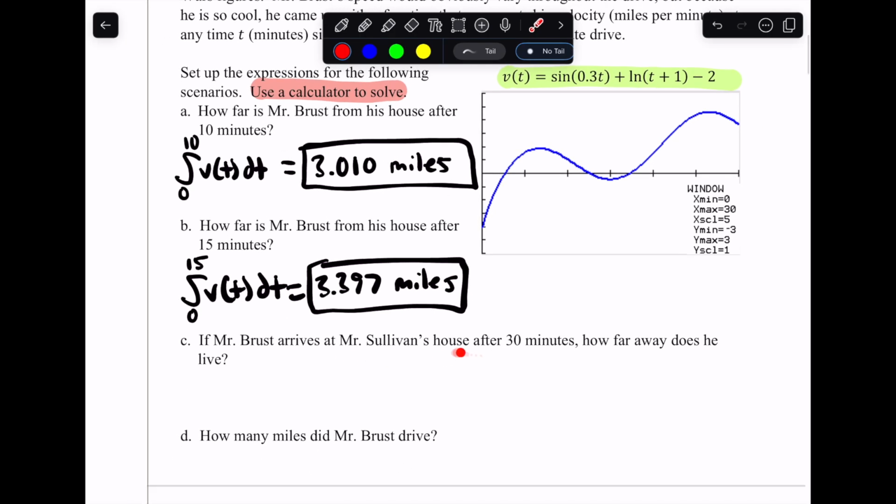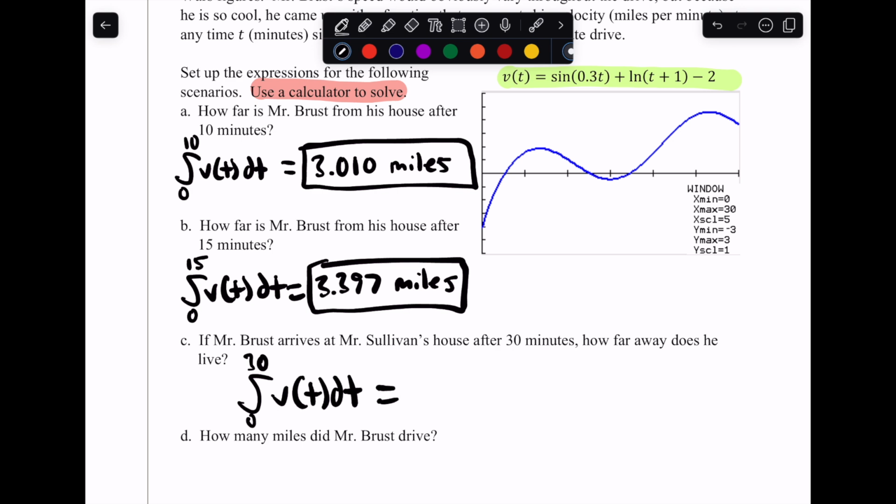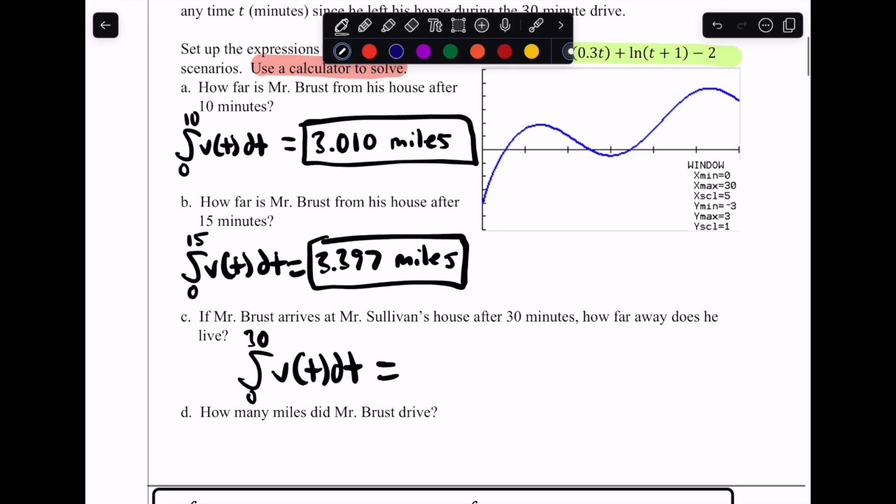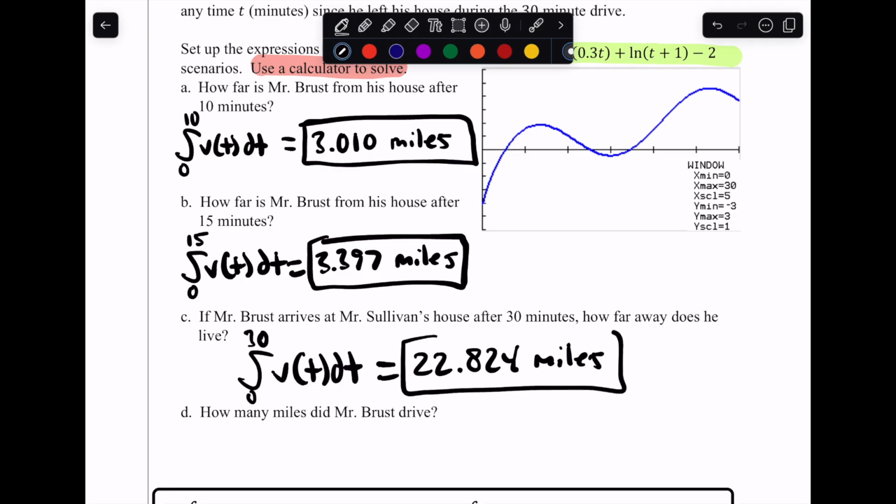Part C, if Mr. Brust arrives at Mr. Sullivan's house after 30 minutes, how far away does he live? Well, if he arrives there after 30 minutes, that means he was realistically traveling for that full 30 minutes, and we would need to find that integral similar to Part A and Part B from 0 to the 30 minutes that he was traveling for that velocity function that they gave us. In this particular case, if we use our technology, this is going to end up being 22.824 miles, which definitely looks like he traveled a significant distance between that t equals 15 and t equals 30, going from that 3.397 to the 22.824 miles for this.